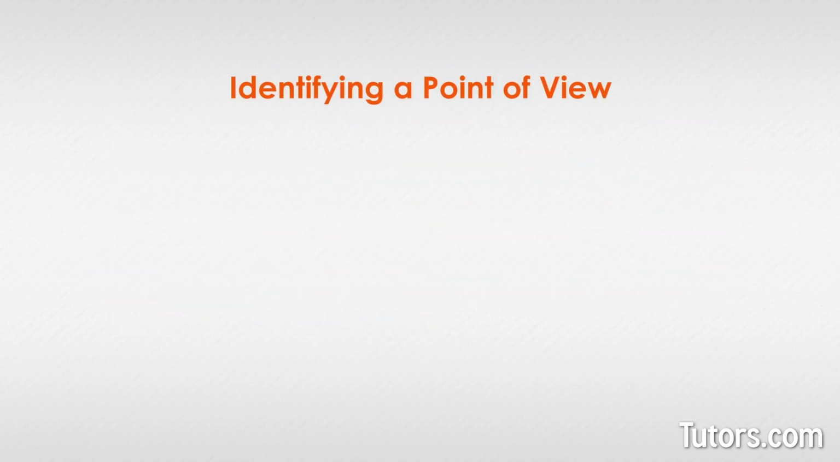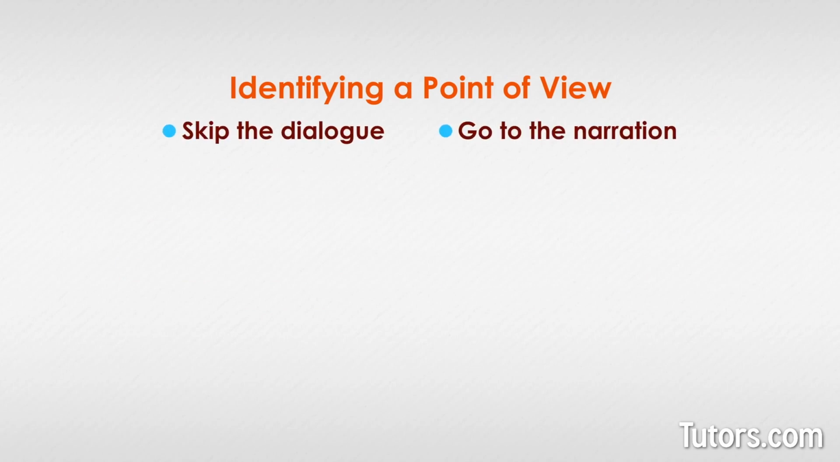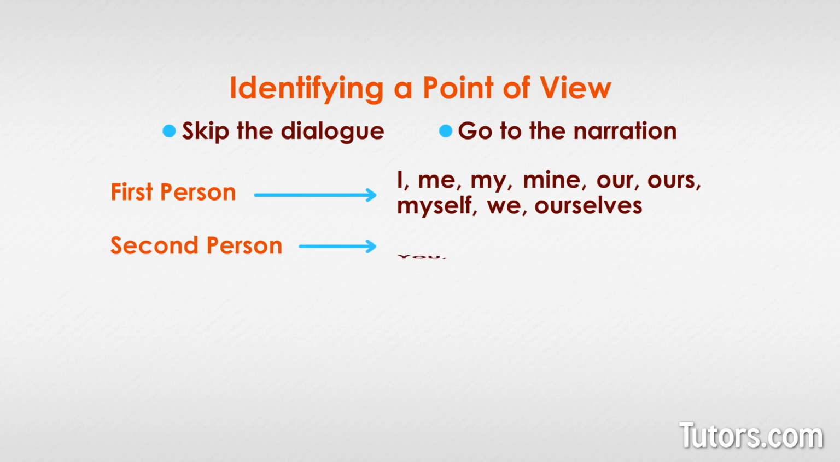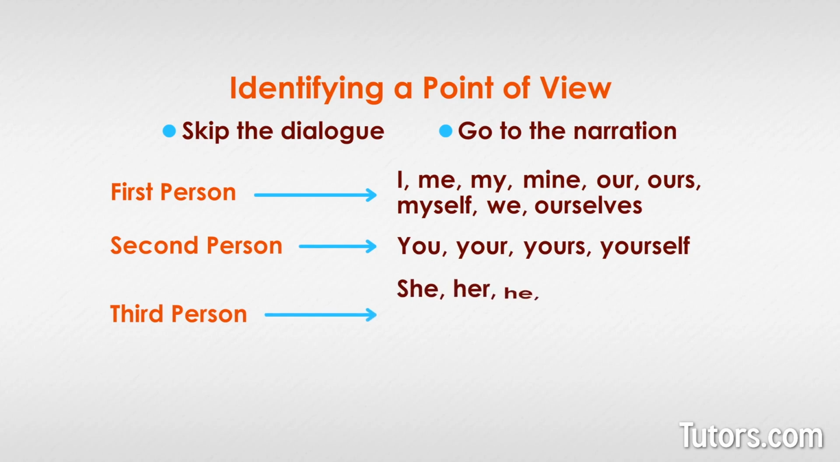Identifying a point of view. Perhaps easier than choosing a point of view for writing is identifying a point of view in a writer's work. To do this, skip the dialogue, go to the narration, look to the pronouns used in narrative. First-person pronouns are I, me, my, mine, our, ours, etc. Second-person pronouns are you, your, yours, yourself. And third-person pronouns are she, her, he, him, they, them, etc.